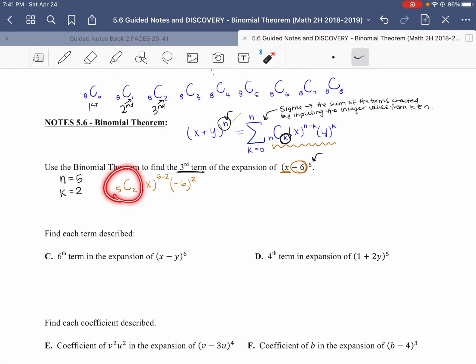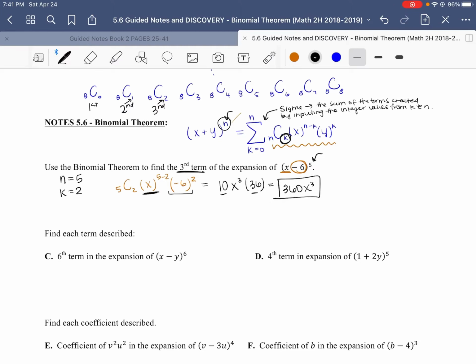So you can either use Pascal's triangle to find this number or just plug it into your calculator, or you can use the combination formula, all of which we've practiced. So 5 choose 2 should give us 10. Notice this right here becomes x to the third because 5 minus 2 is 3. And then we've got a negative 6 squared, which is just 36. So if we multiply this 10 times 36, we get 360 x to the third.